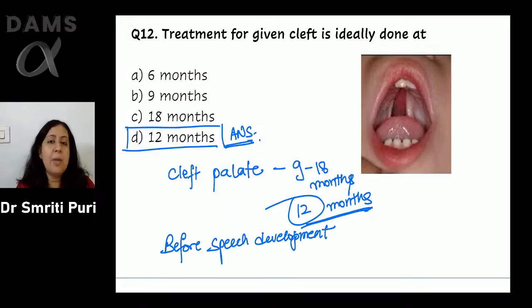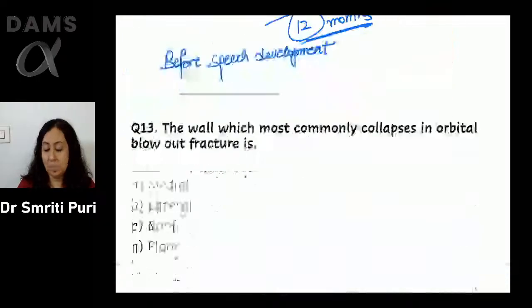The earlier the repair is done, the better it is for the patient's development of speech. Okay, I hope this is clear to all of you. Very important points I've told.